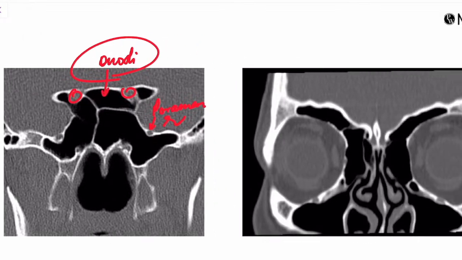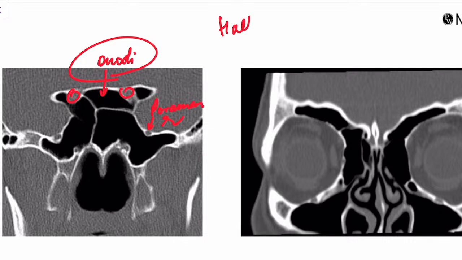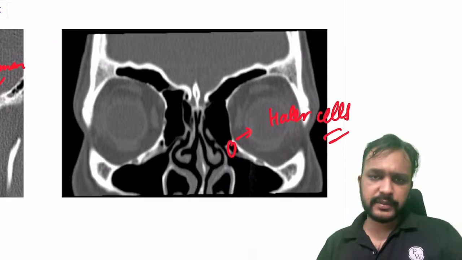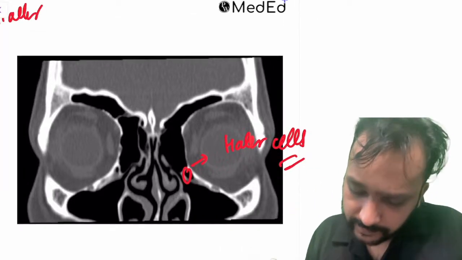And what are Haller cells? If I talk about Haller cells, okay, so if this is the orbit, you are going to see that Haller cells lie along the infraorbital margin. They are also known as infraorbital air cells, okay. So this cell which you can see just inferior to the orbit is your Haller cell. Right? So let me teach you a few important anatomical structures in this PNS anatomy.